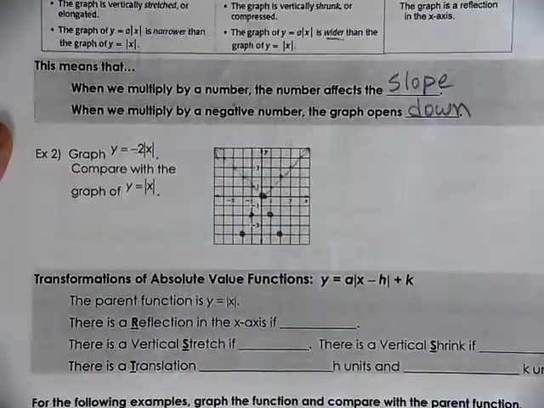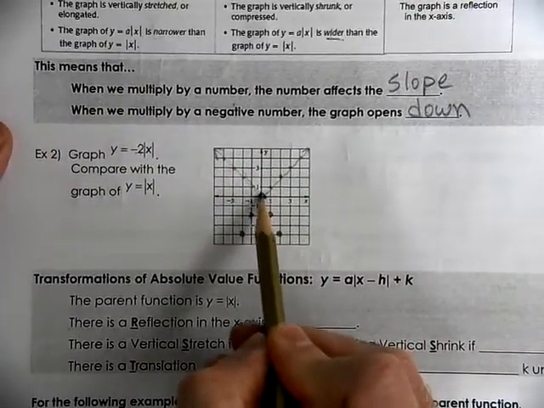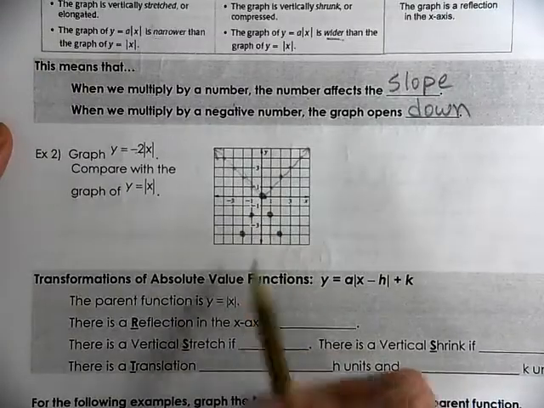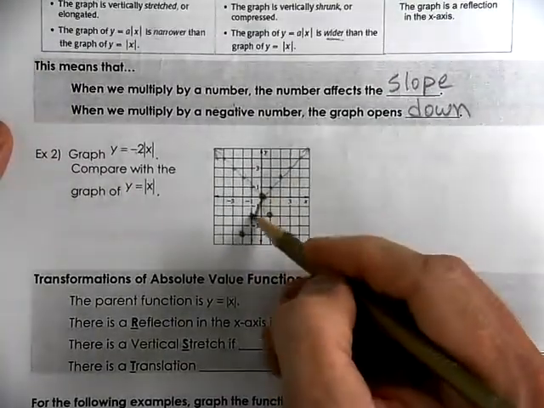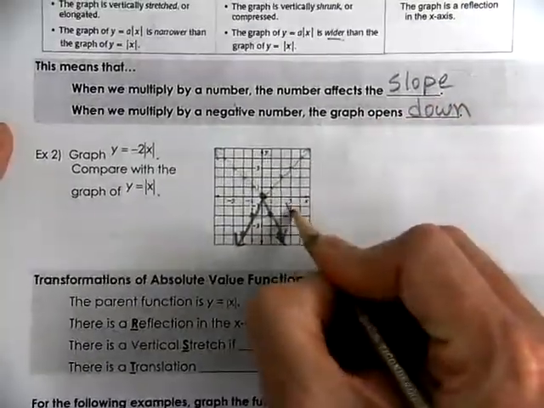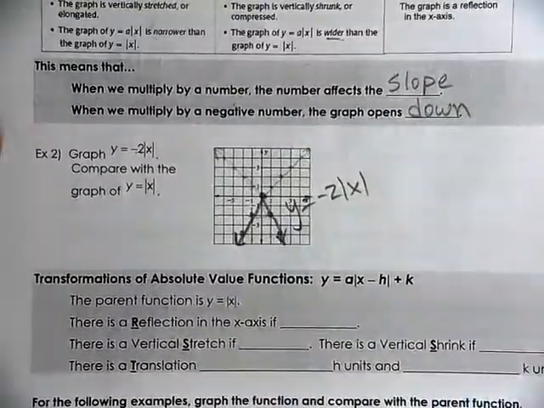The way that you probably want to do this is to look at it and think my slope is down 2 over 1, down 2 over 1. And then you have to go the other direction also. So there is your graph. y equals -2 times the absolute value of x.